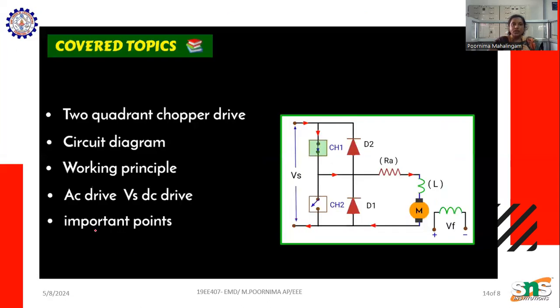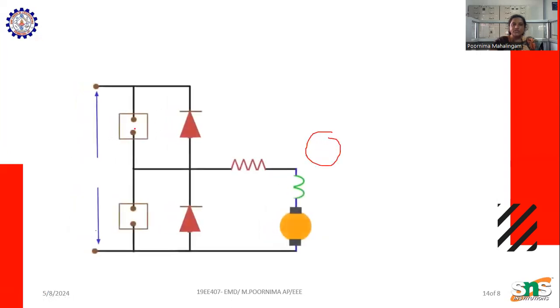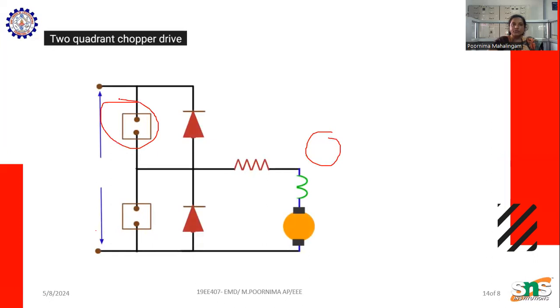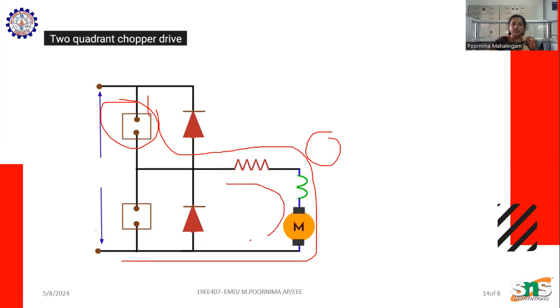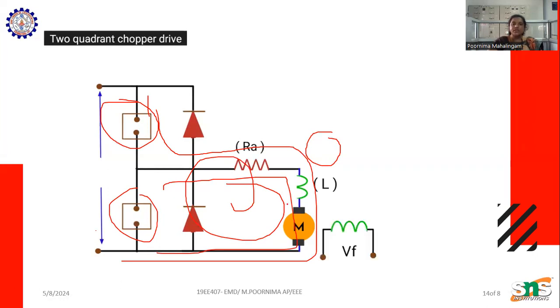Here we can see a small animation video of the two quadrant chopper. The first chopper is in the on condition for the first quadrant motoring mode. When this chopper is on, the supply moves like this. What happens if the switch is open? The supply goes like this. When it closes, the current goes back to the source. So this is the two quadrant chopper.